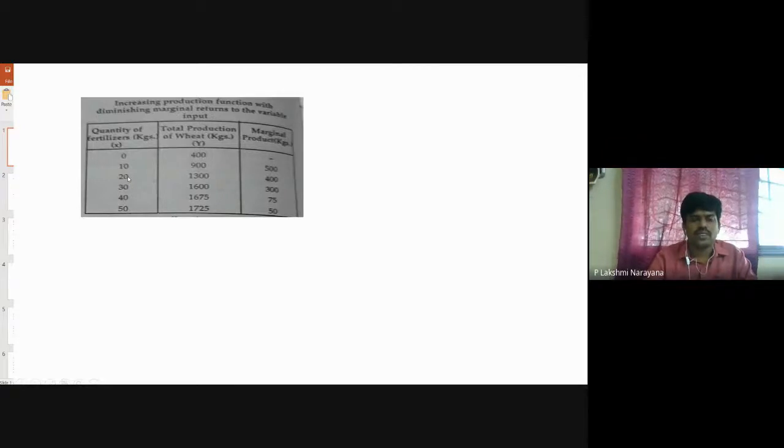When you use 20 kgs of fertilizer, total production is increased to 1300. So total production increased from 900 to 1300. Total production increased, no doubt. But when compared with marginal product, earlier it was 500. Now it is 400, 1300 minus 900. Again, the farmer wants to use 30 kg of fertilizer. Then total production again increased to 1600. But marginal product is decreased to 300. 1600 minus 1300 is 300.